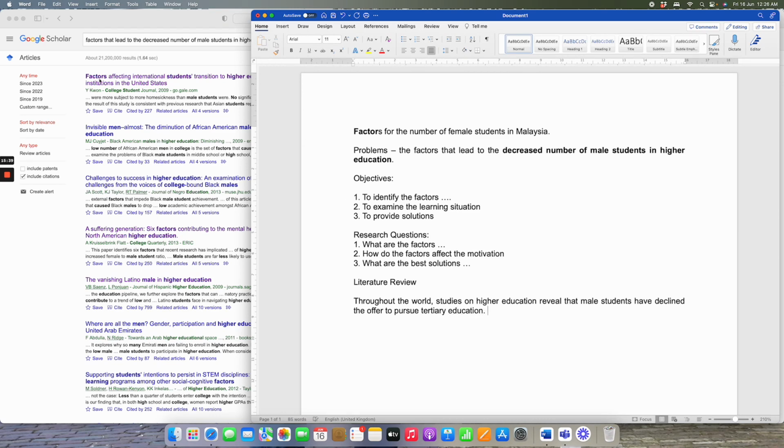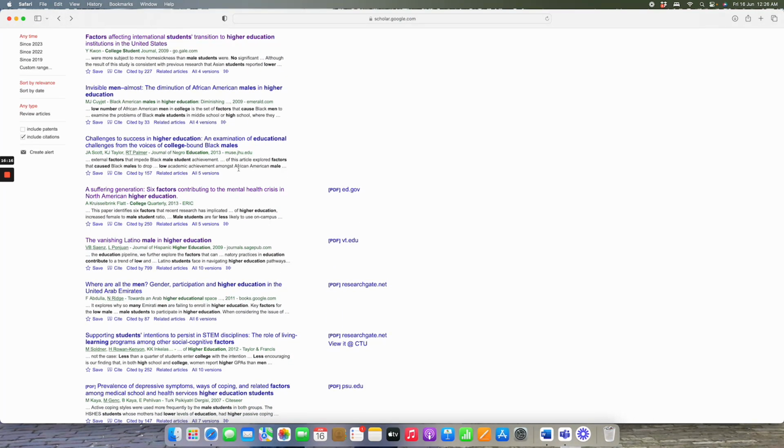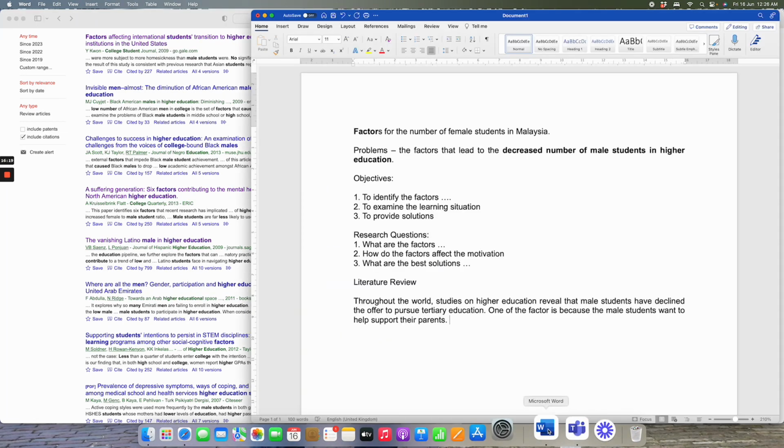So let's say of these articles you find something that actually supports this. So you say one of the factors is because the male students want to help support their parents. Okay, this is basically for economic reasons. So let's say two of these articles talk about the need to support the family.